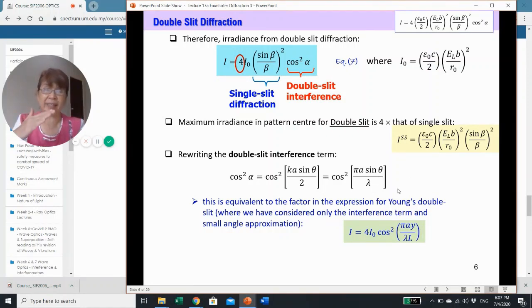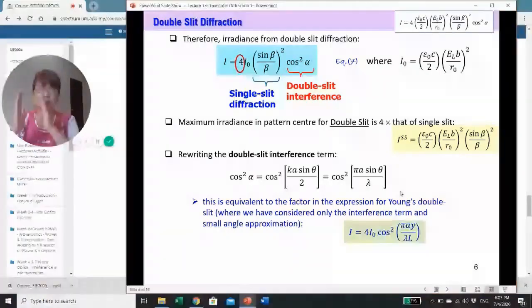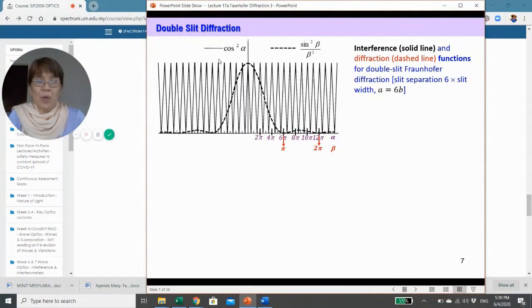But sine theta was the inclination angle of the point that we're observing with reference to the center axis. And then on the screen there, that will be a lateral distance y, and L would be the distance from the slit to the observation screen. So just now, we came up with an expression for double slit diffraction. We had this interference term, which was similar to what we considered for Young's double slit, and this is due to the single slit diffraction. The sinc squared function is represented by this dashed curve here, whereas this interference term, cosine squared alpha, is represented by this full line here.